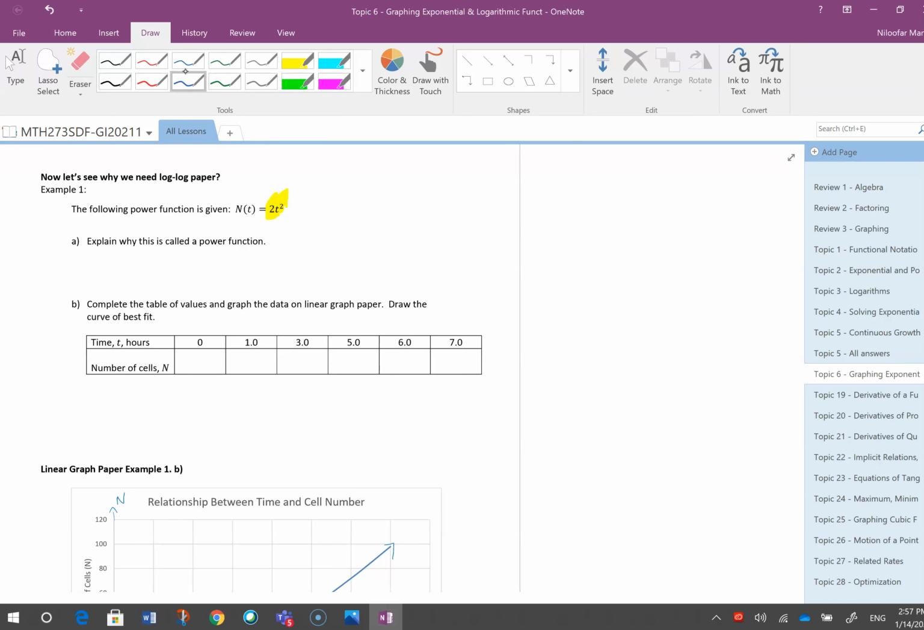The power function, because I have a number in the power. Okay, complete the table, meaning I give you a value and you calculate. 0, 0, 1, 2. If I do 3 squared, 2 multiplied by 9, that's 18. 2 multiplied by 25, that's 50. 2 multiplied by 36, that's 72. And 98, right? Because it's 2 multiplied by 49.